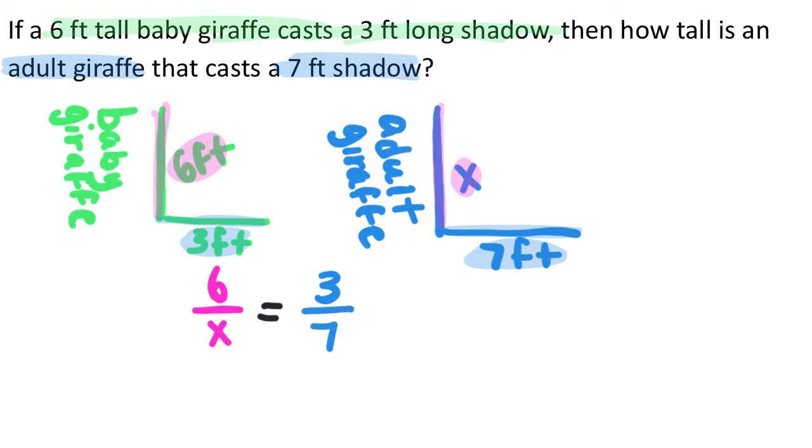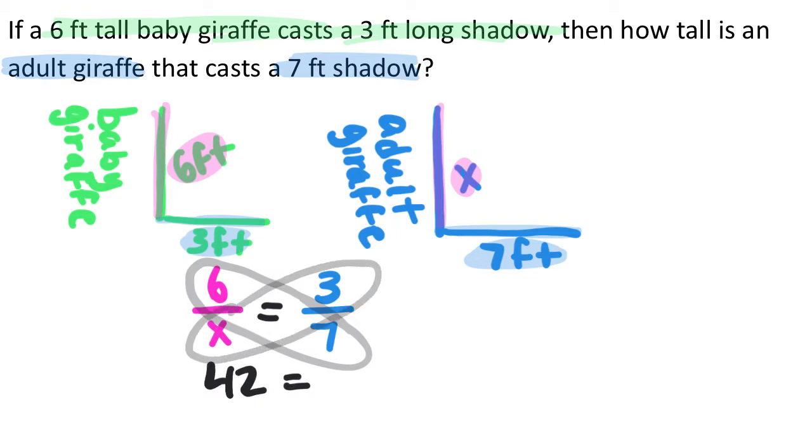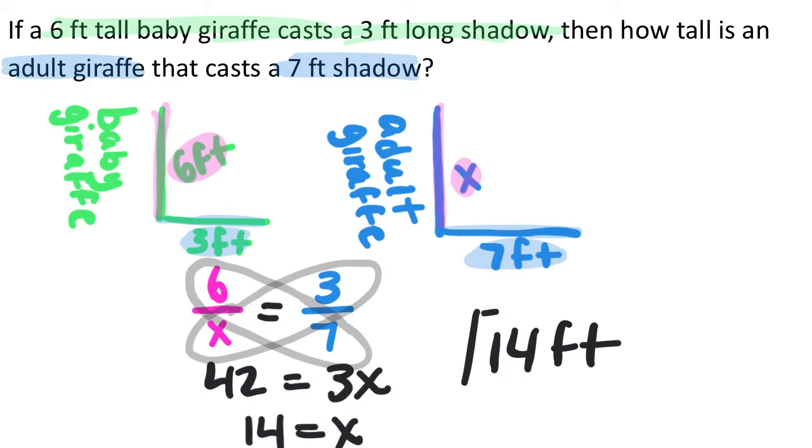Now if we want to solve, we would cross multiply. So we have the 6 times 7, which gives us an answer of 42, is equal to 3 times x, which is 3x, and you divide 42 by 3, you get an answer of 14 is equal to x. So our answer is 14 feet.